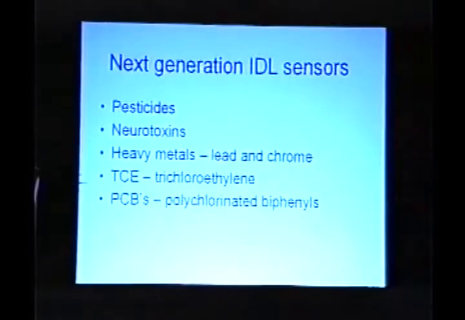The next generation of sensors we'll be working on are ones that detect pesticides. This is because agricultural pollution is an ever-increasing problem. Neurotoxin, because, again, terrorist attacks will occur at some point, and there is a demand for products like this. Heavy metals, sensing lead and chrome, which are probably the two most pervasive heavy metals in the environment.